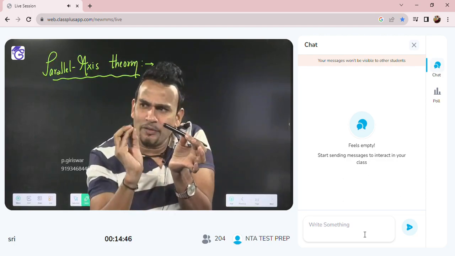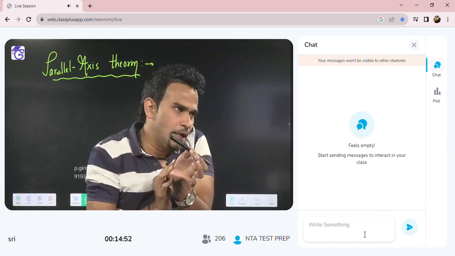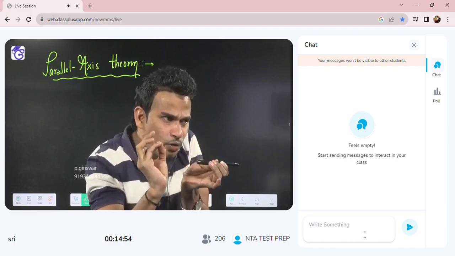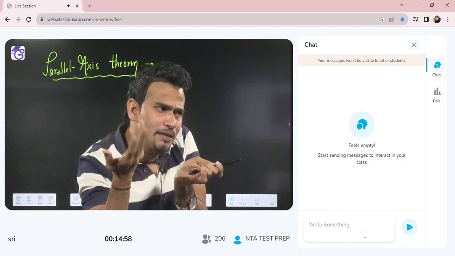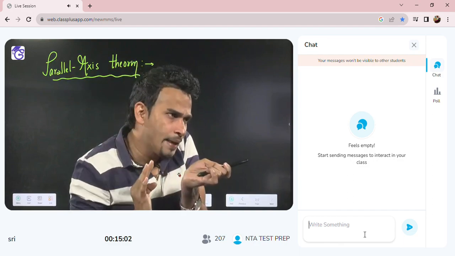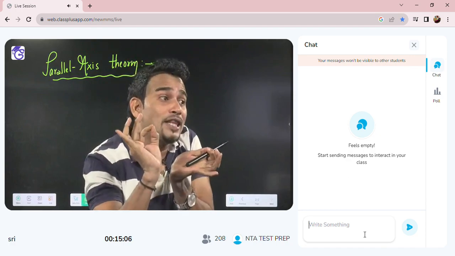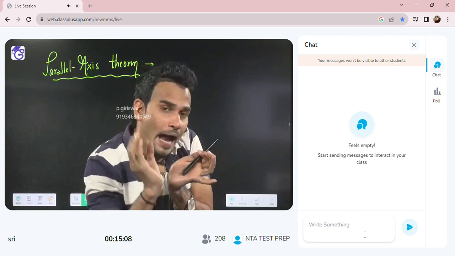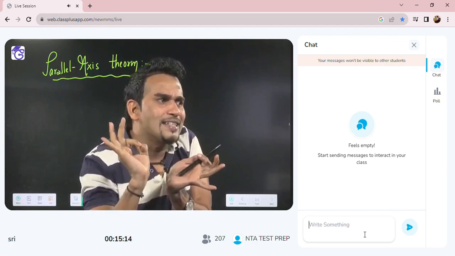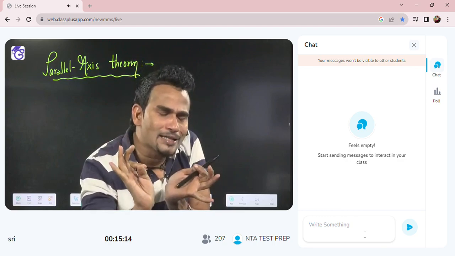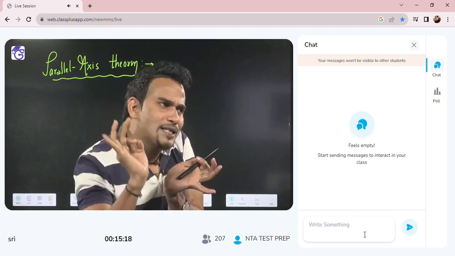So if the axis does not pass through the center, then how do we calculate moment of inertia? Always remember, if the axis passes through the center, we already remember the value of moment of inertia, no problem. But if the axis does not pass through the center, then we must have a method to find moment of inertia. And that method is our parallel axis theorem. Parallel axis theorem helps us find moment of inertia when the axis does not pass through the center.